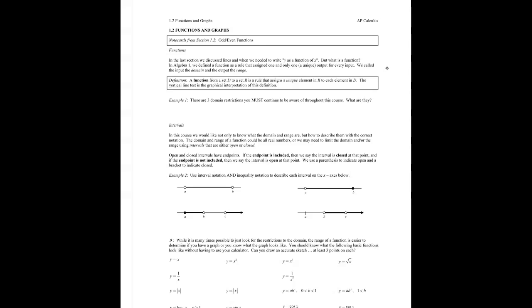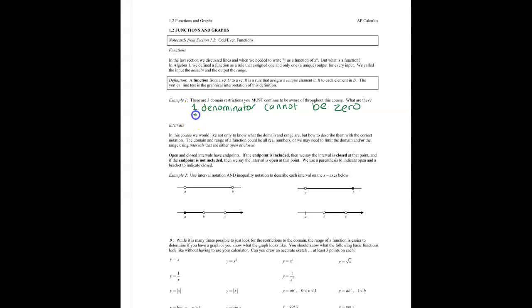Alright, so there are 3 domain restrictions that we must continue to be aware of throughout this course. I heavily emphasized 2 of them last year. The first one was that the denominator cannot be 0. If we divide by 0, our brain goes boom, it's a bad time.